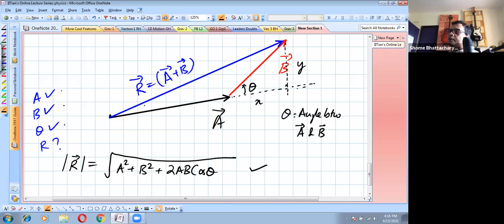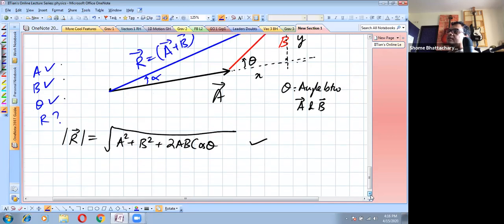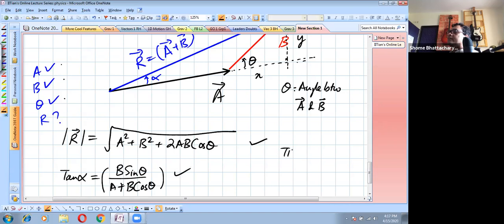Okay. And the other thing is we wanted to find out this angle also, the angle that the resultant is making with respect to the vector A, because we also want to find the direction of the resultant. The resultant, after all, is a vector. So just finding the magnitude is not enough. We need to find its direction also. So to find its direction, now we saw we have the formula tan alpha is equal to B sin theta upon A plus B cos theta. Right. So this is the formula. This is the set of formulae which are collectively called the triangle law of vector addition.